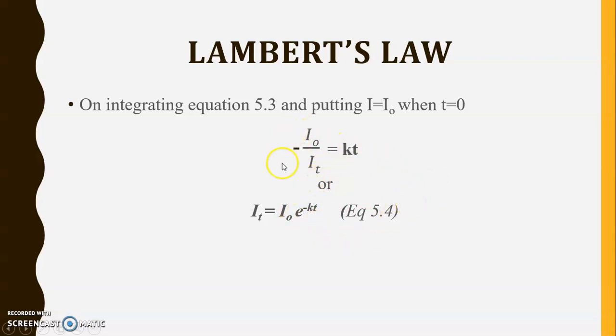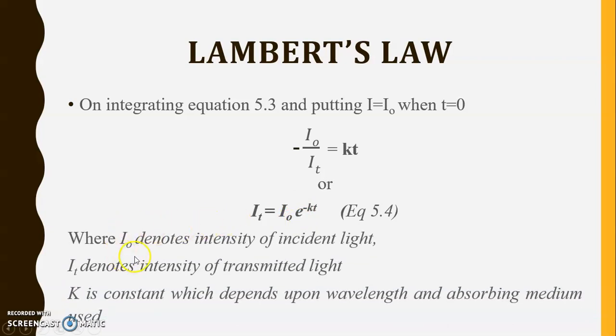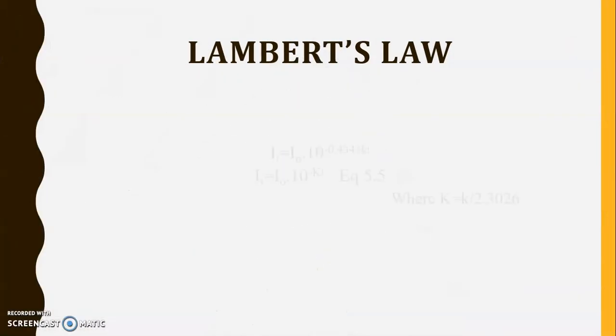We have converted this equation into the e format, that is the logarithmic format, where e is considered as the base. Here I0 denotes the intensity of incident light, It denotes the intensity of transmitted light, because when we carry out the integration, the amount of light that is transmitted becomes It, and here k is a constant which depends upon the wavelength and the absorbing medium that is utilized.